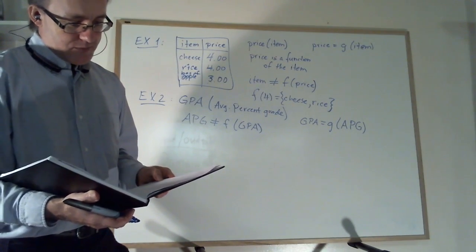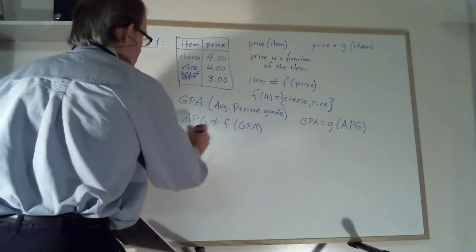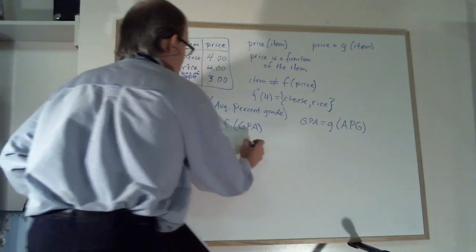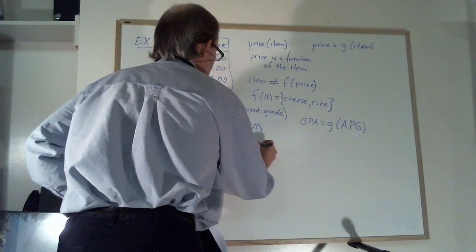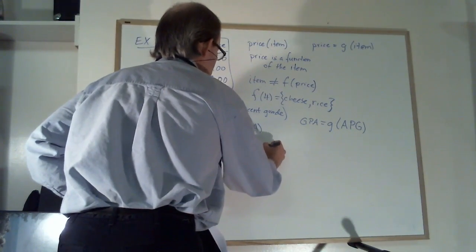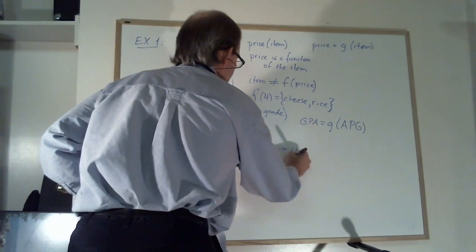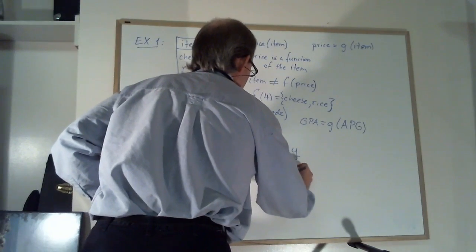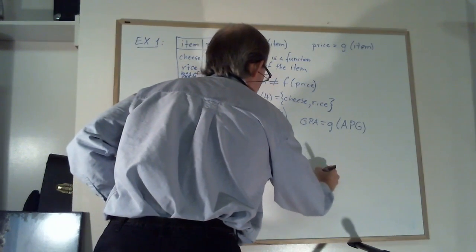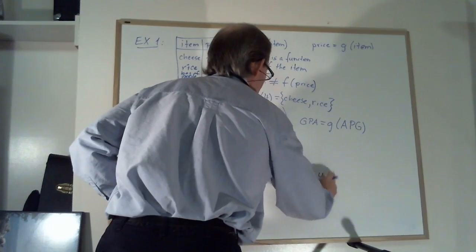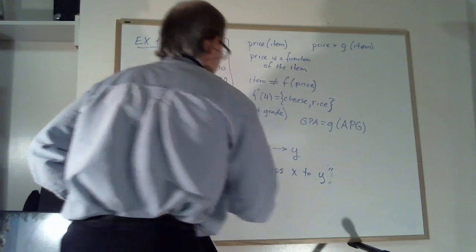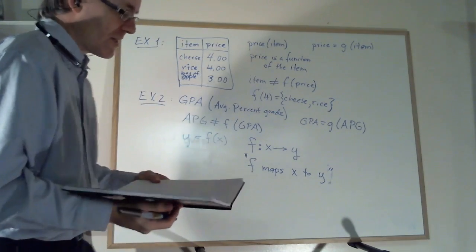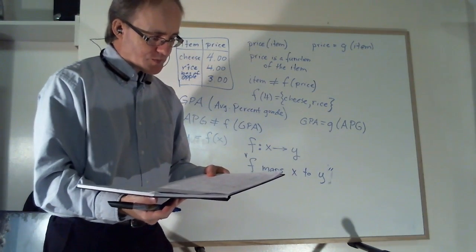Okay. Another way of writing this function notation is, instead of writing y is equal to f of x, you can also write f, and then you put a colon here. It maps x to y. So you read this as f maps x to y. That's the way you would say it. This is a bit more what they use in upper and higher mathematics.